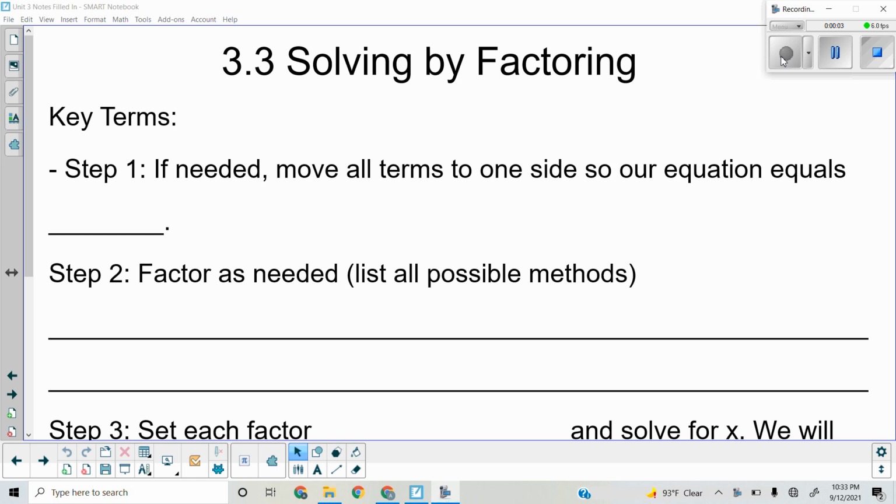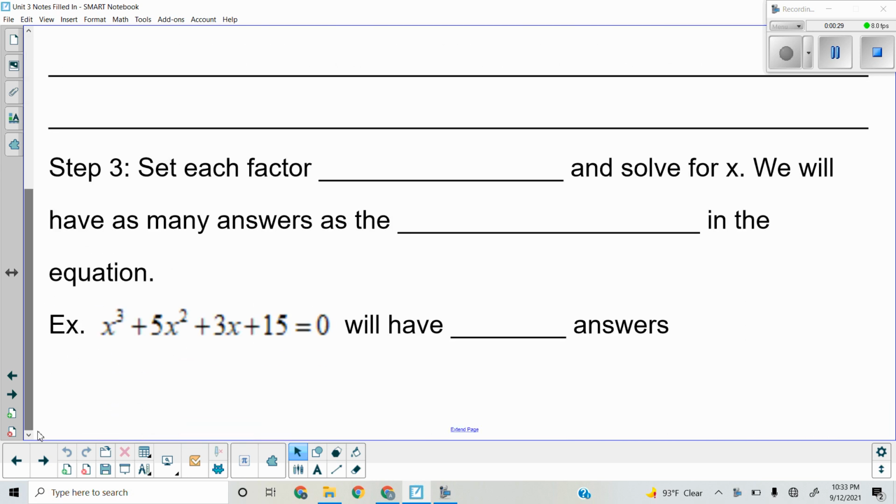3.3, we're solving by factoring. So, step 1, if needed, move all terms to one side so our equation equals 0. Step 2, factor as needed. So, we have from Unit 2 all of those methods of factoring that we could list right here. Step 3, set each factor equal to 0 and solve for x.